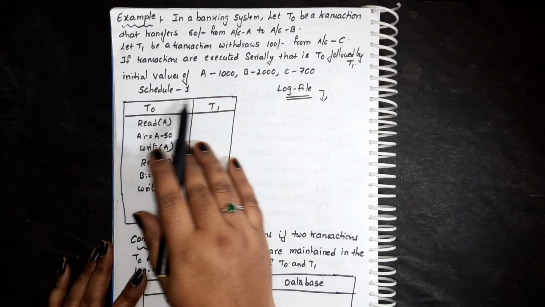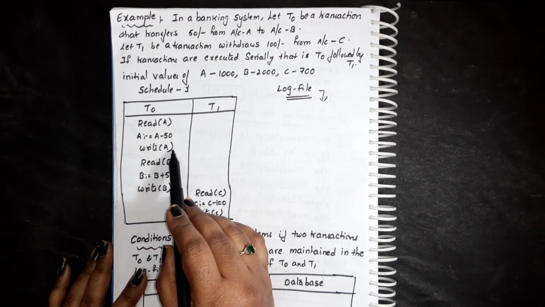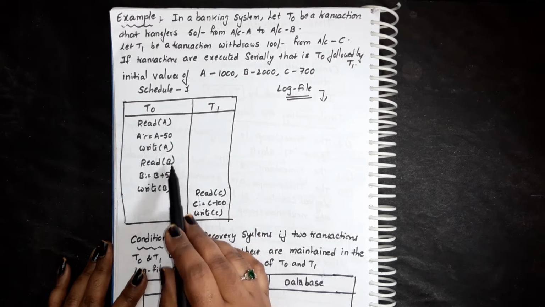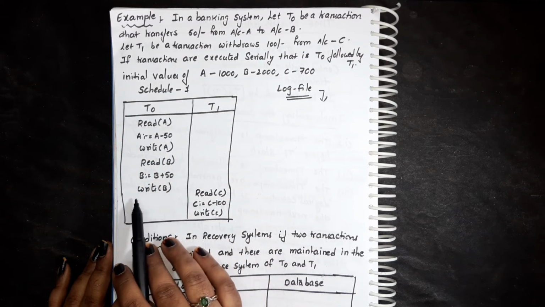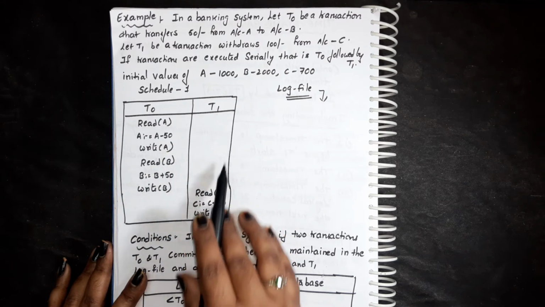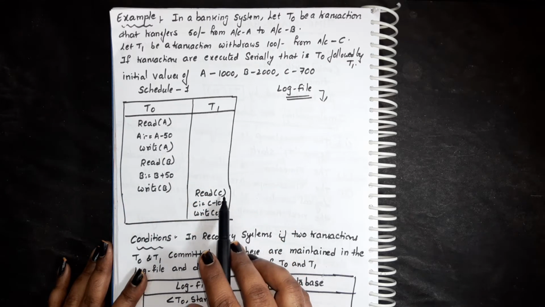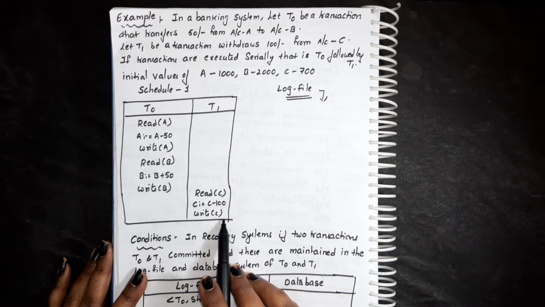Likewise, we are preparing one schedule. You read the value of A and write the value of A, and you read the B account and write the B account. This is serially executed T0, and after the execution of T0, the T1 transaction starts. The T1 transaction reads the value of C, 100 rupees will be deducted from account C, and it writes the value of C.